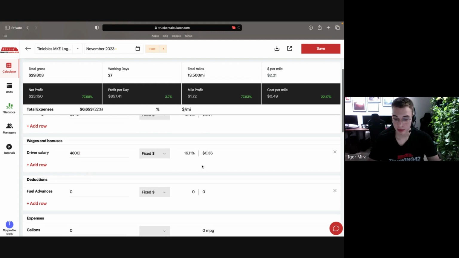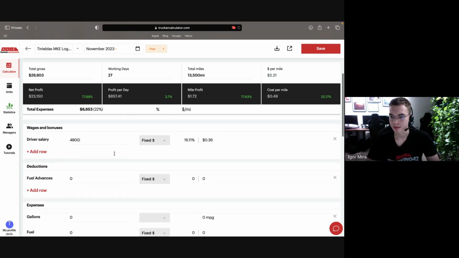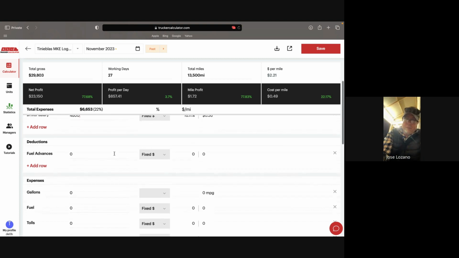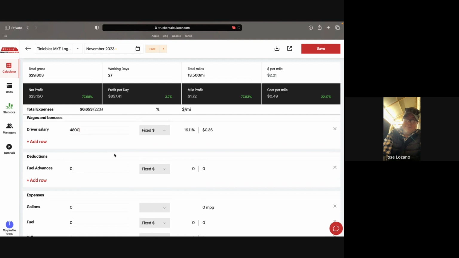And you can see here we have a breakdown as well of the amount as a percentage of gross and in the cost per mile. So basically, it's 36 cents per mile. That is your driver salary you got for the November month. So I pay myself 37 cents per mile, basically.